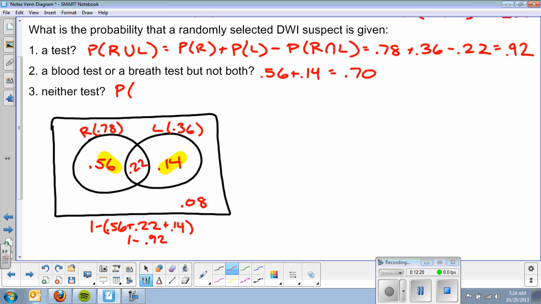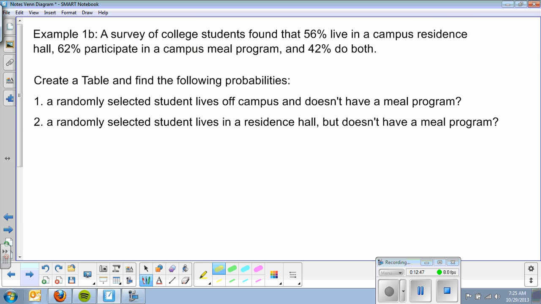And again, I don't have to do a whole lot of math for that because I've already done the Venn diagram. That's not a breath and not a blood, and it's just 0.08. That's this little section down here. Okay? Now, I'm going to quickly show you how to do the first problem using a table. So, if we go back to the first problem, we talked about the residence hall and meal programs.